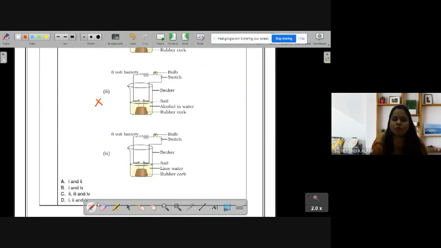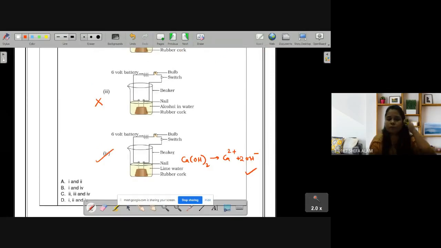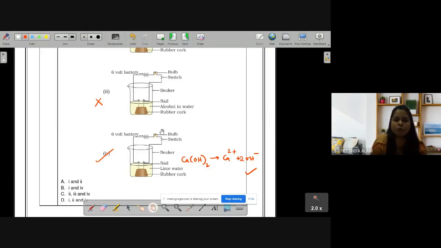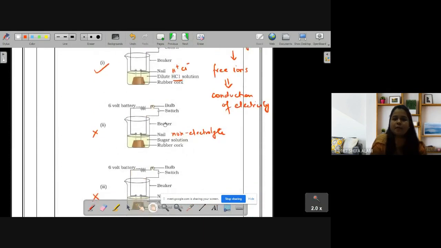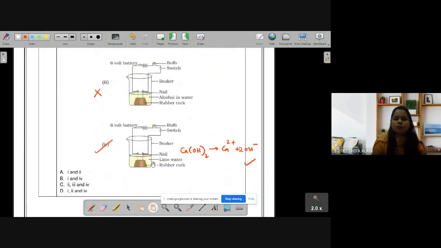And the last option is lime water, which is nothing but calcium hydroxide. It also dissociates into Ca2 plus and 2OH minus ions. So ions are present. So the correct option for the bulb to glow would be in beaker 4 and in beaker 1. So the answer would be 1 and 4, which is option B.